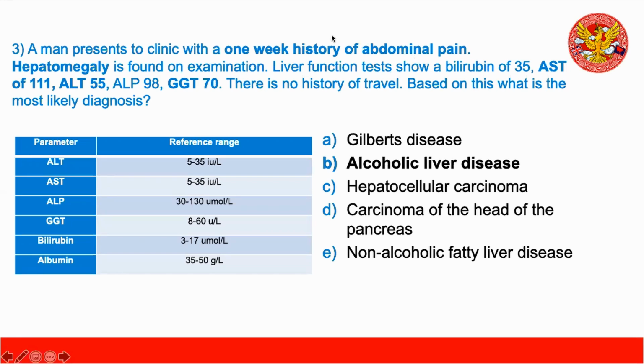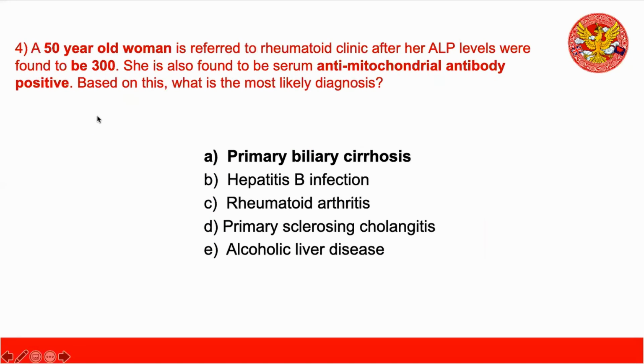Again, you can use the history to help you exclude some of the other ones as well. So sorry, this was quite mean. She's a 50-year-old woman referred to rheumatoid clinic after her ALP levels were found to be 300, so that's raised. She's also found to be serum anti-mitochondrial antibody positive. Based on this, what's the most likely diagnosis?